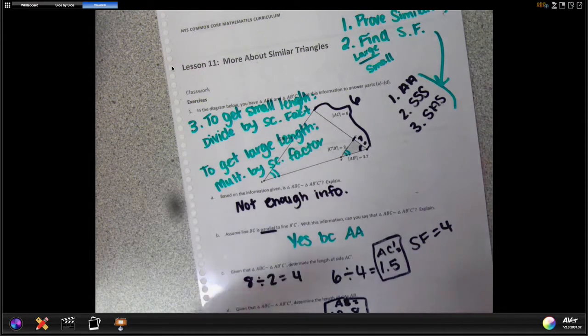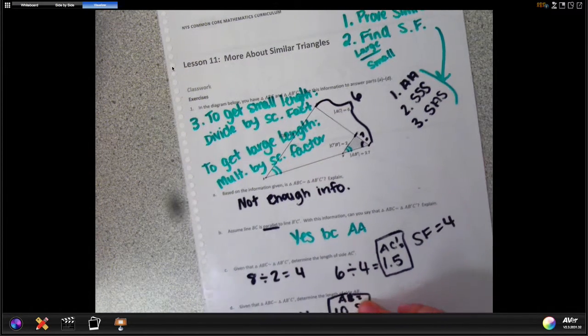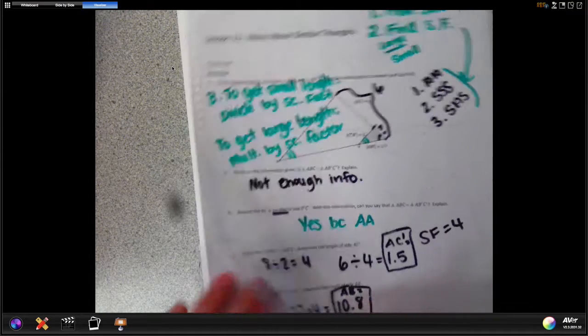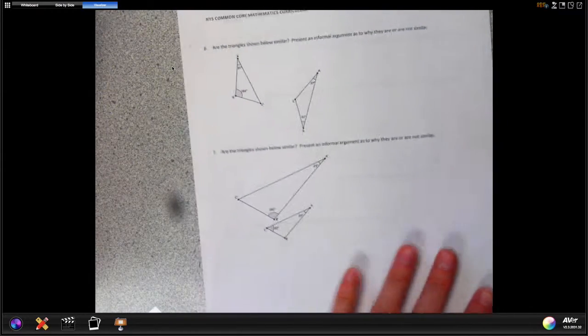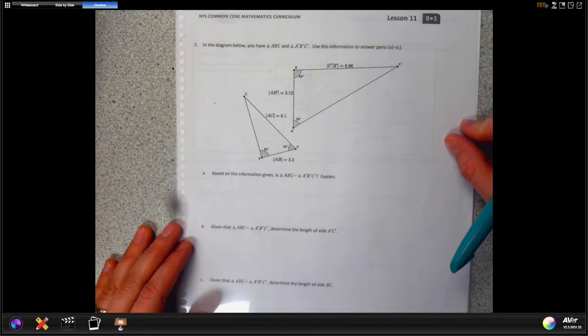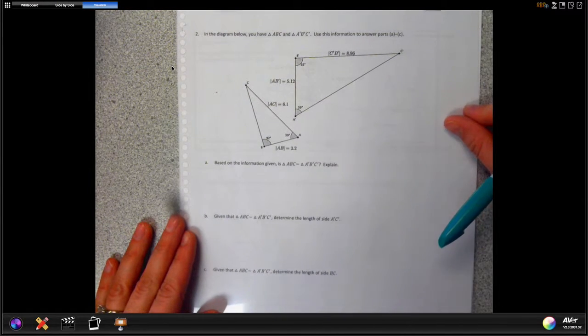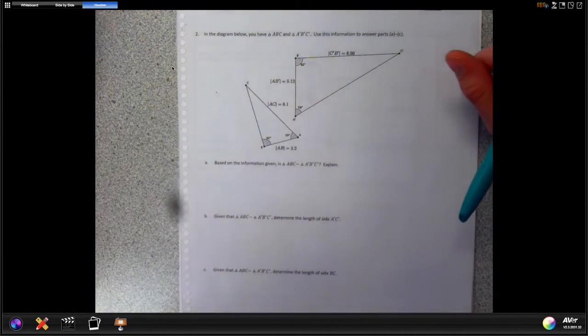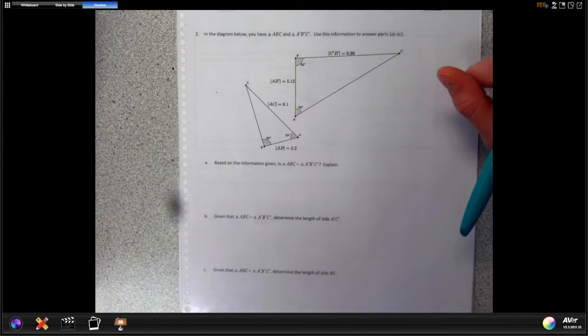Now, we're going to do one more just to hammer home what we're doing, and then we will move on to the assignment. Again, we are going to go to page 57. On page 57, we have our next diagram. It says in the diagram below, you have ABC and A prime, B prime, C prime. Use this information to answer your part.